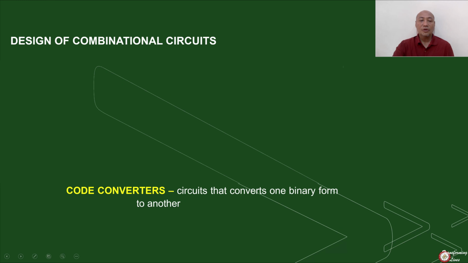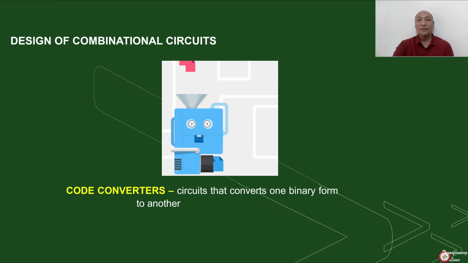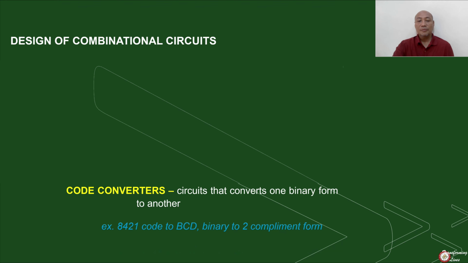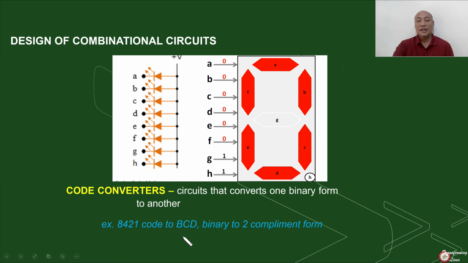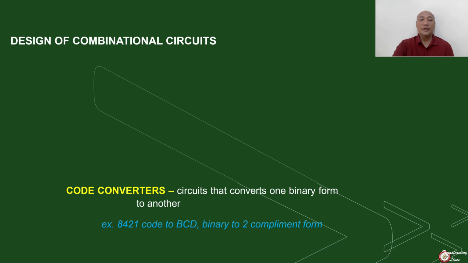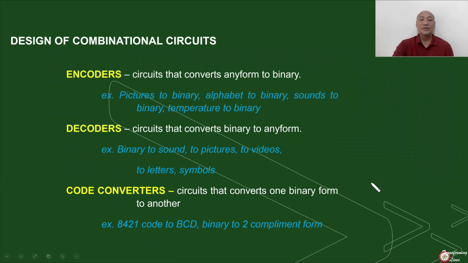We also have what we call code converters. Code converters are the circuits responsible for converting one binary form to another. A sample of this is the BCD code. The binary code that we usually use is the 8421 code, and if we want to convert that into BCD, then we need a code converter. In today's topic, let's design these three combinational circuits: encoders, decoders, and code converters.